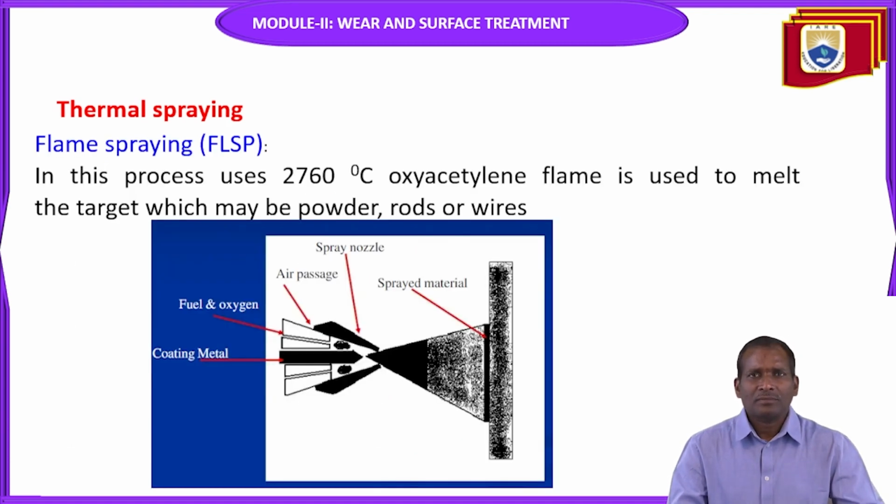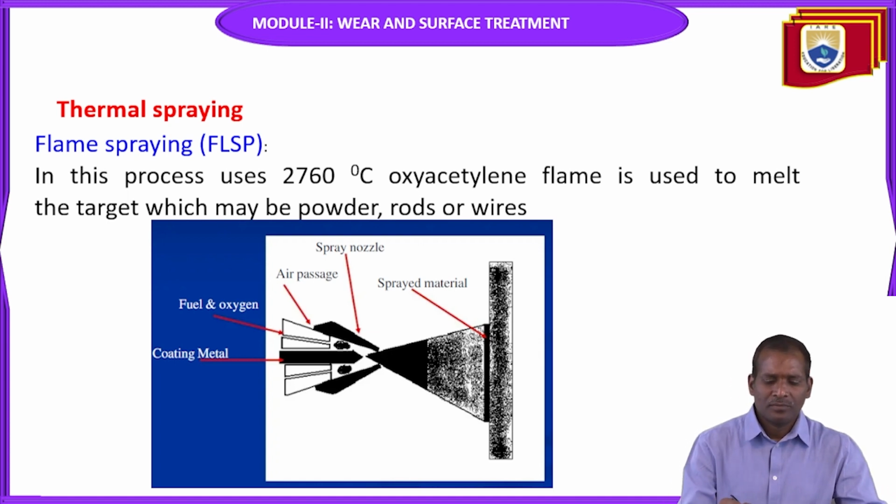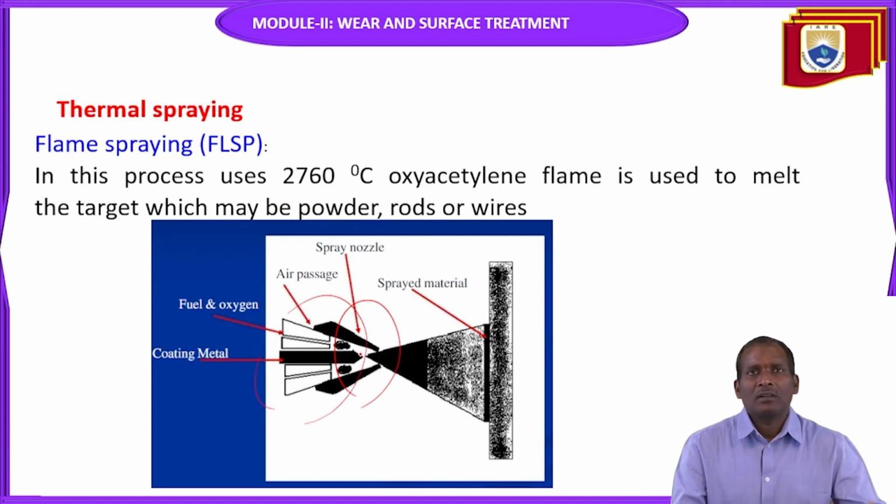In the diagram shown, this is flame spraying. This process uses 2760 degrees centigrade. An oxyacetylene flame is used to melt the target, that is, to first melt the metal, which may be powder, rods or wires. See here the sprayed material, the spray nozzle, and the fuel and oxygen inside, the entire assembly called the spraying gun.